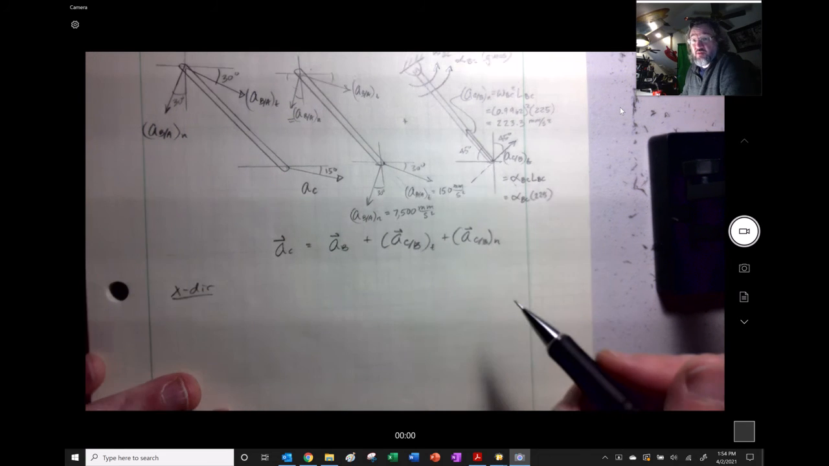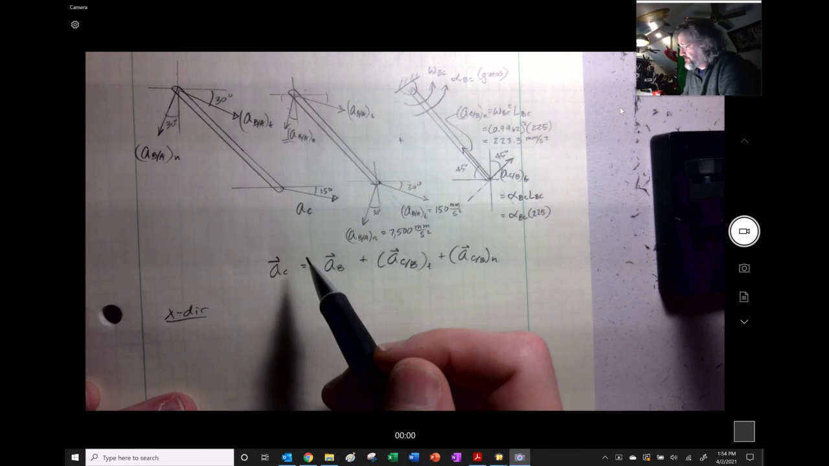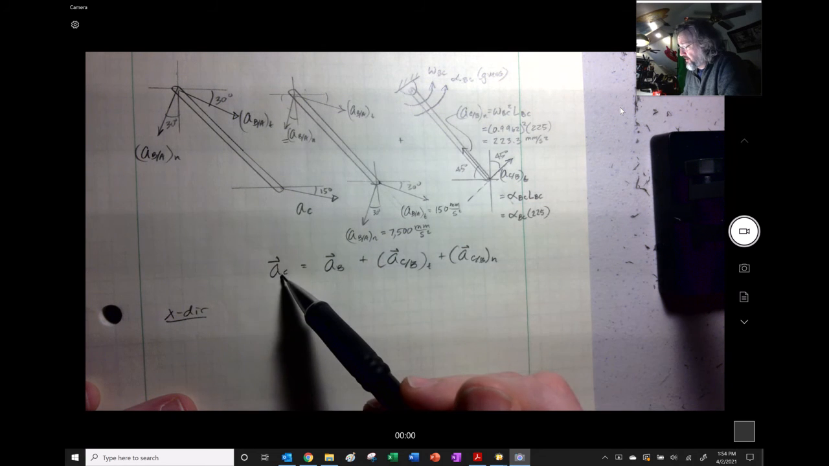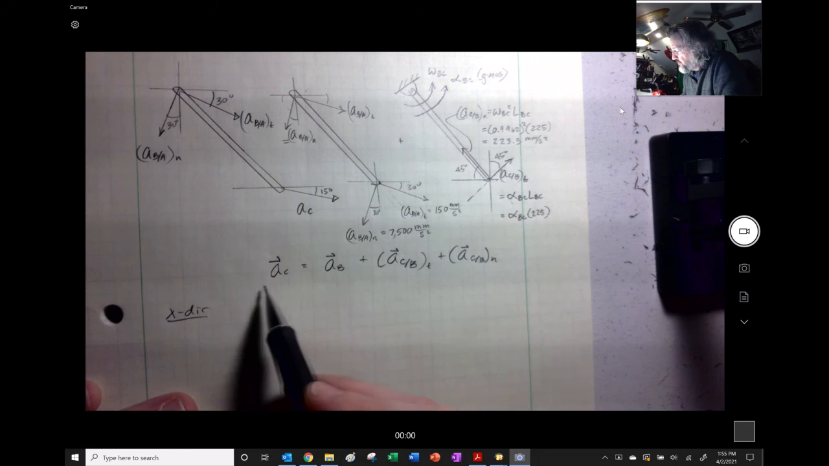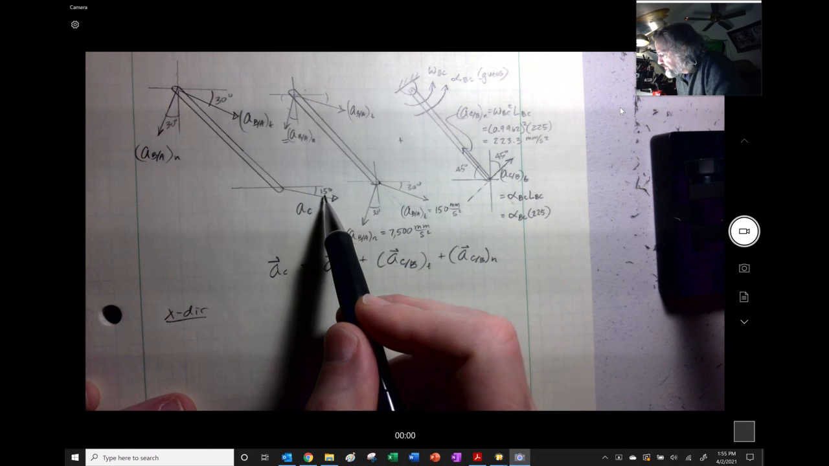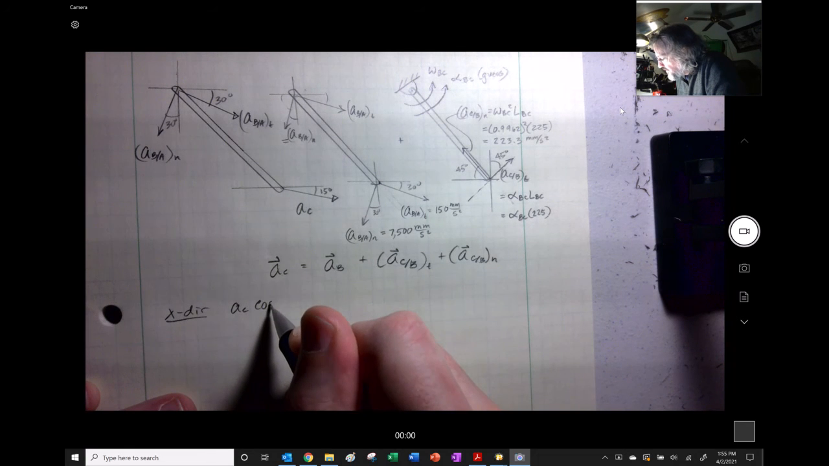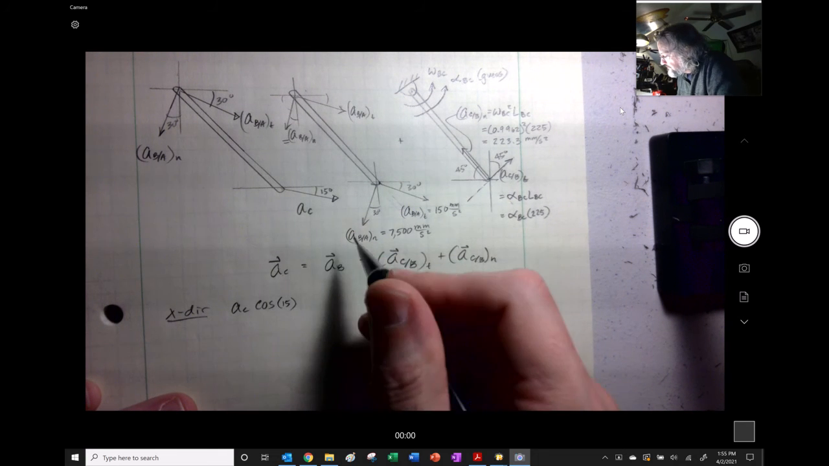Sometimes there would be some advantage to picking one, but we're going to end up with two equations and two unknowns. The two unknowns are going to be alpha and the magnitude here. So remember when we're doing this, we're basing it on the diagram, on the directions. So this one right here is going to be AC times the cosine of 15 degrees, and it's positive.